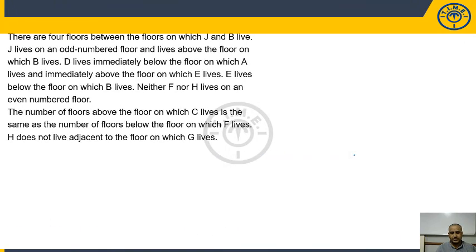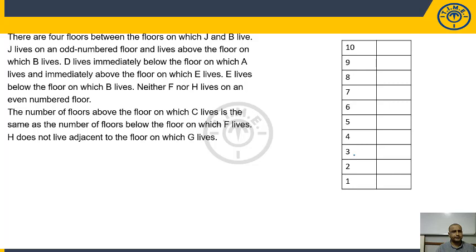What is given? 10 persons, floor arrangement. So 10 floors. There are 4 floors between J and B. J may live above the floor on which B lives, or B may live above the floor on which J lives. So both are possible. J or B, 4 floors, 1, 2, 3, 4, B or J.